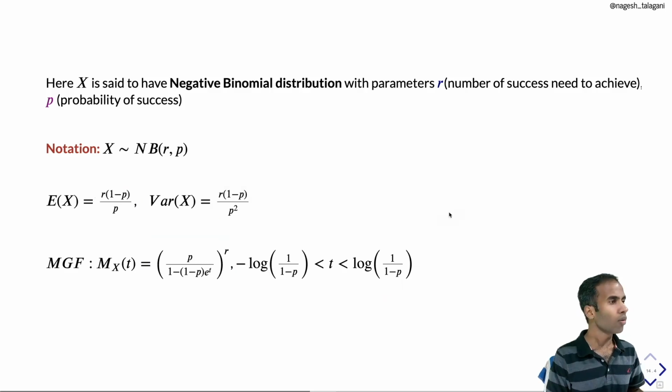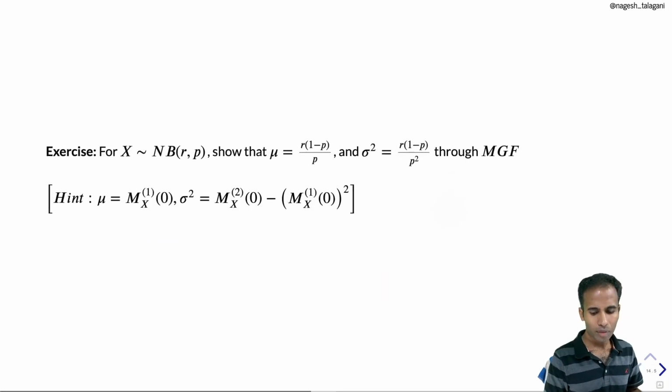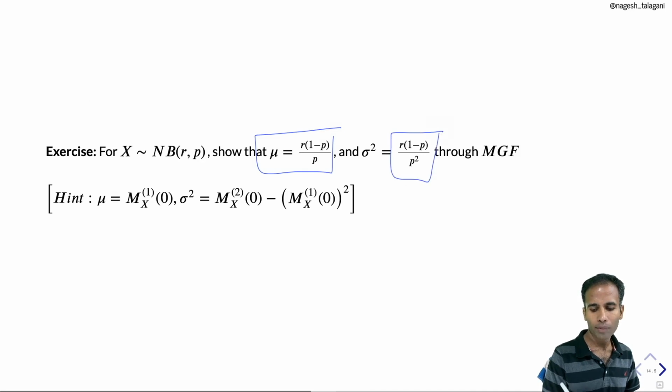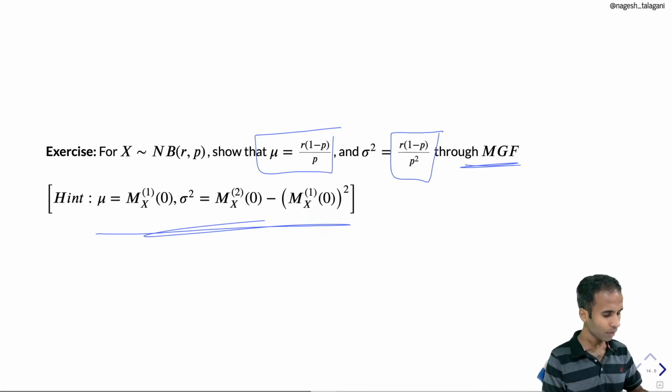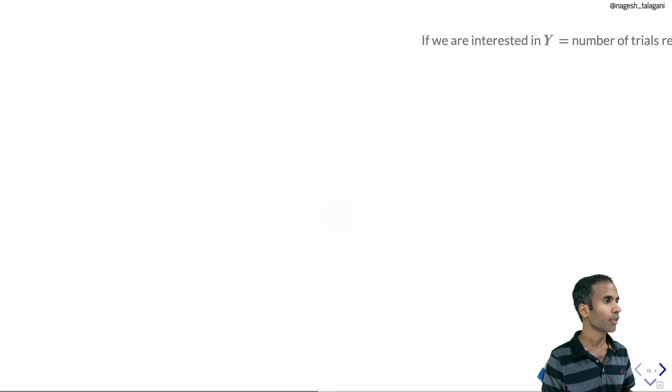Okay. Now, exercise. For the negative binomial distribution with parameters r comma p, show that mean equals r times (1-p) by p, and variance equals r times (1-p) by p squared, through the MGF. Okay, you know how to compute mean and variance through the MGF. Fine. Okay, next.